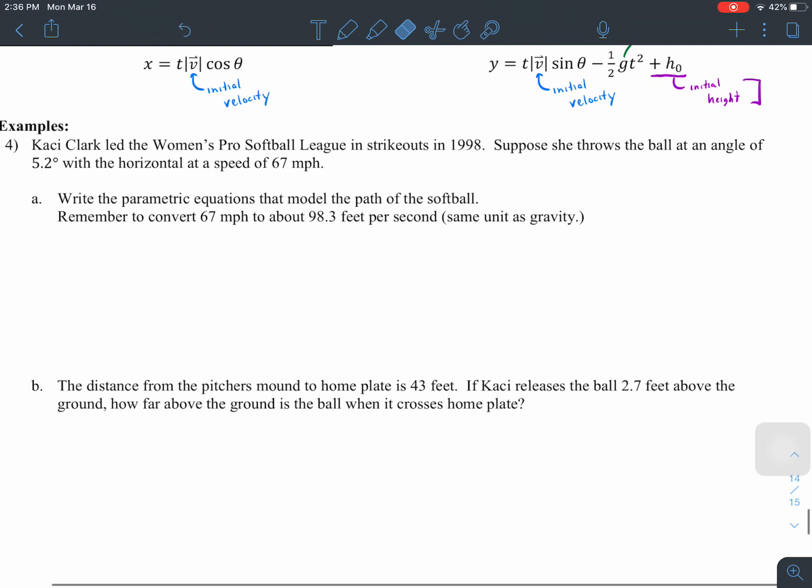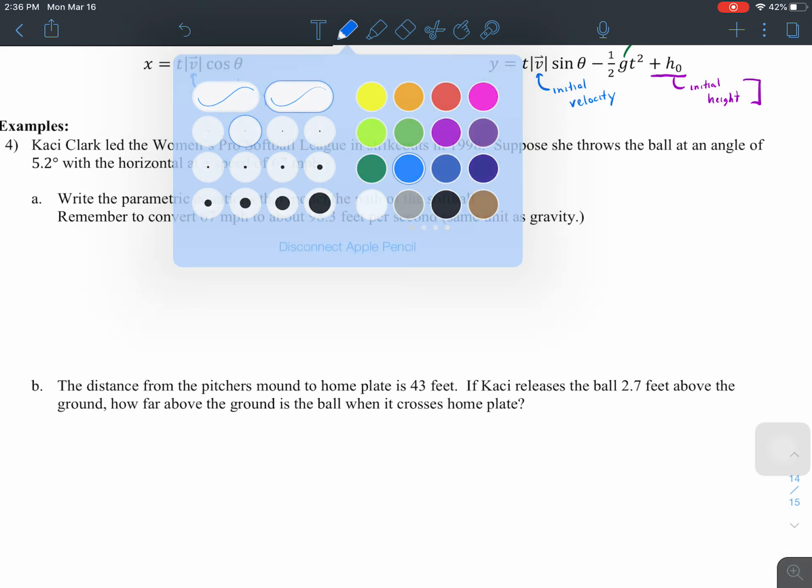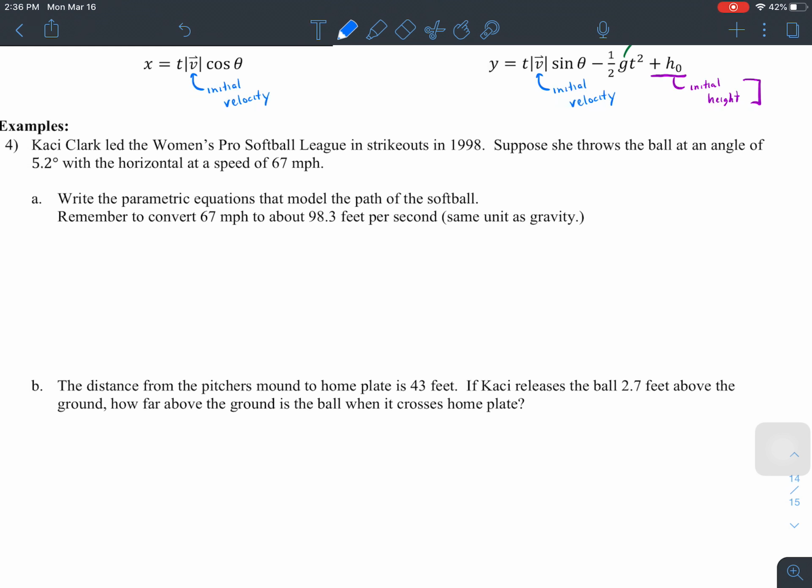So Casey Clark led the Women's Pro Softball League in strikeouts in 1998. Suppose she throws the ball at an angle of 5.2 degrees, so that's important information. She throws the ball at 5.2 degrees with the horizontal. That sounds like theta to me. At a speed of 67 miles per hour. That sounds like initial velocity to me. Write a parametric equation that models the path of the softball. Remember to convert 67 miles per hour to about 98.3 feet per second, same unit as gravity.